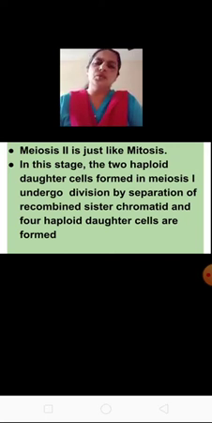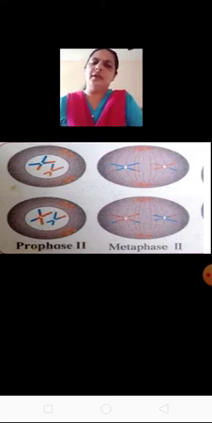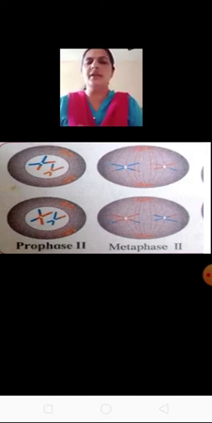And the same way, these 2 daughter cells will go through the stages as we have seen in mitosis: prophase 2, metaphase 2, anaphase 2, and telophase 2. You can see in prophase 2, the chromosomes become thicker and shorter. Okay, they are in pairs now. The nuclear membrane will disappear. The centrioles go to opposite poles, same way, but in 2 cells. Then in metaphase also, in 2 cells, they are arranged in the equatorial plane.